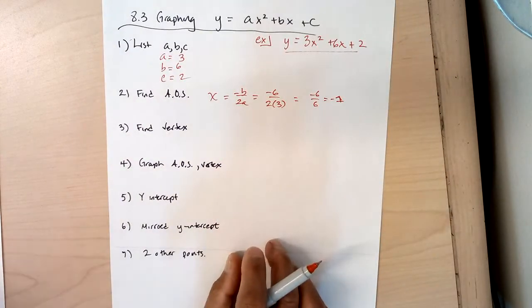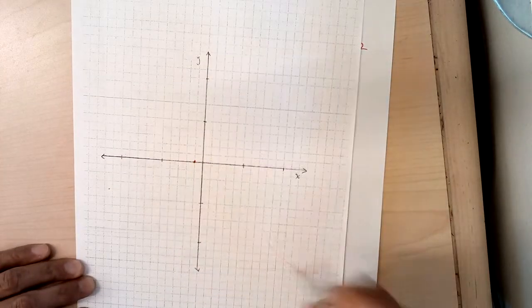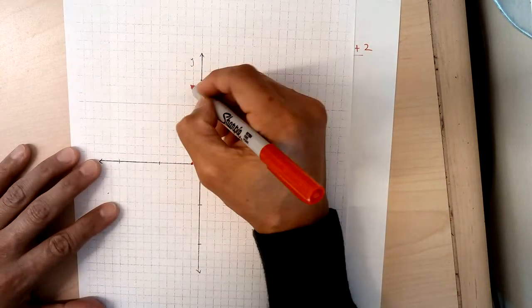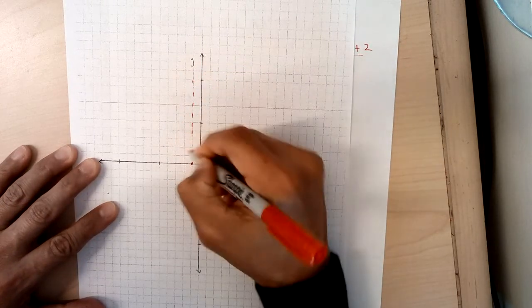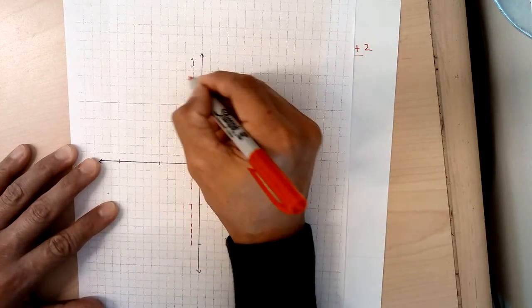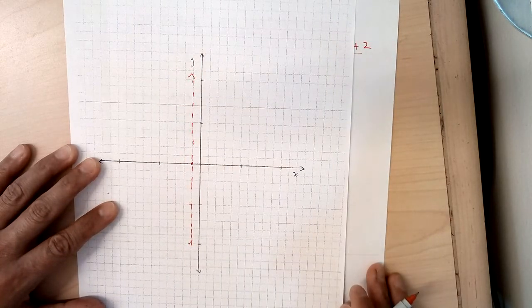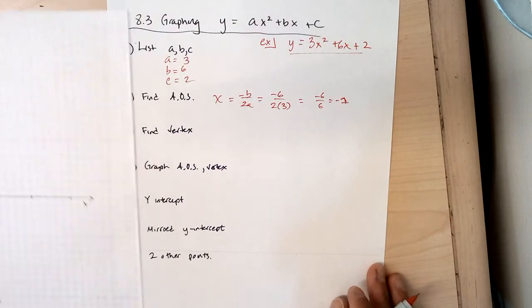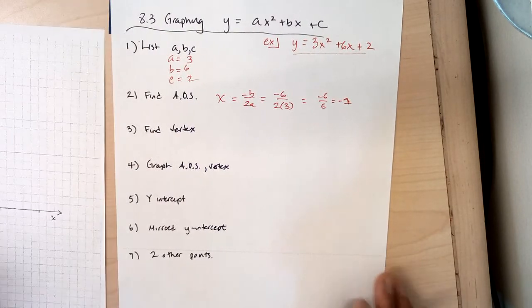Okay, and then I'm going to graph that on my piece of graph paper. x equals negative 1 is right here on the x-axis. It's always going to be a vertical line. So it looks like this. And like I said, the vertex should be on that line as well. So we'll come back to the graph. I'm just going to set it aside right now.